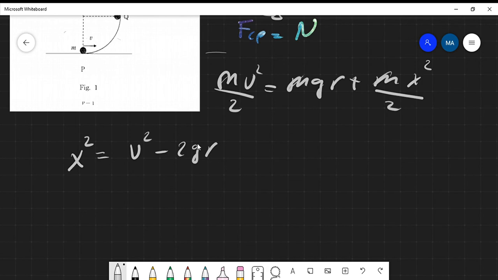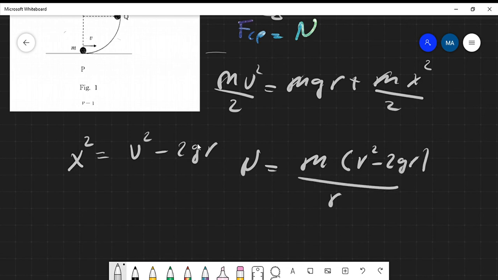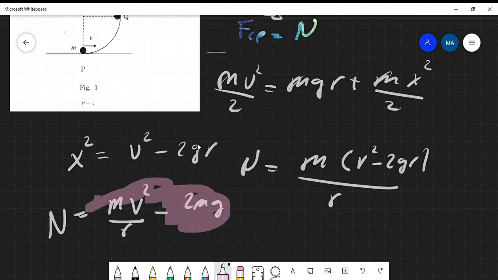Okay, now N is equal to the centripetal force, which is mx squared divided by r. But what is x squared? x squared is v squared minus 2gr. So the normal force is mv squared divided by r minus 2mg, okay, because the r will cut over here. Okay, so this is our answer. And that's it.